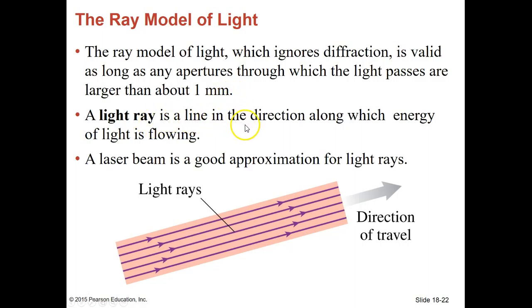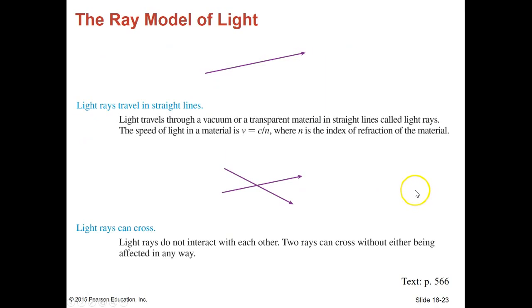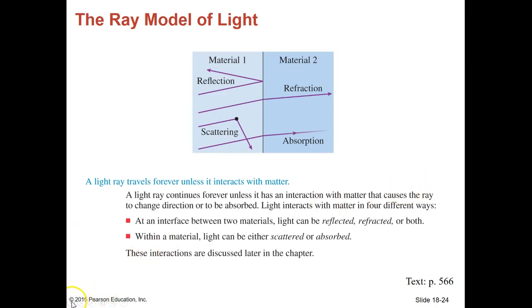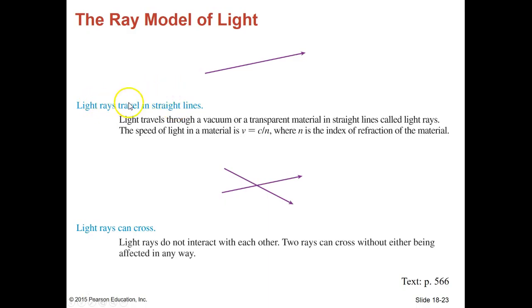A light ray is basically a line in the direction along which energy of light is flowing, and a laser beam is a really good approximation for light rays. So here we would have light rays that would be generated by the laser, and then this would be the laser beam itself, and all the light rays are traveling in the same direction. The next slide here just basically shows that light does travel in a straight line.